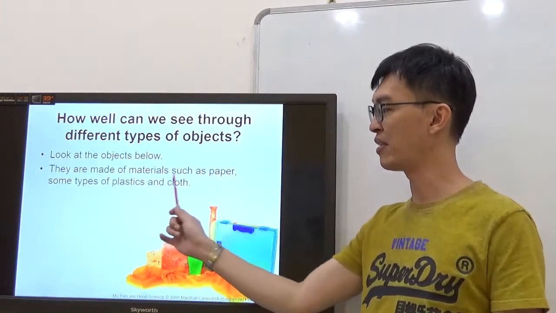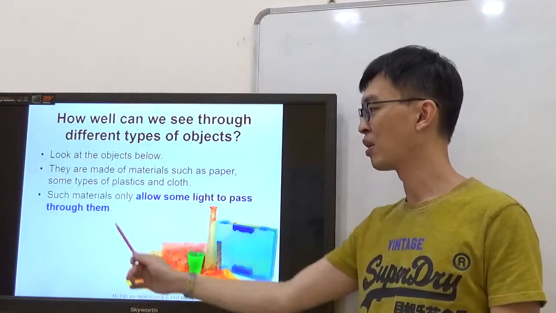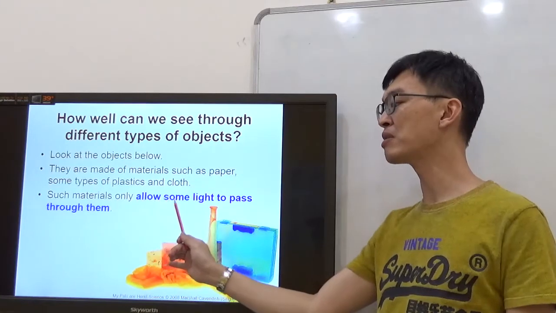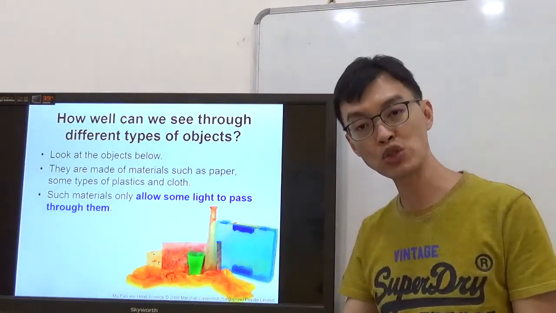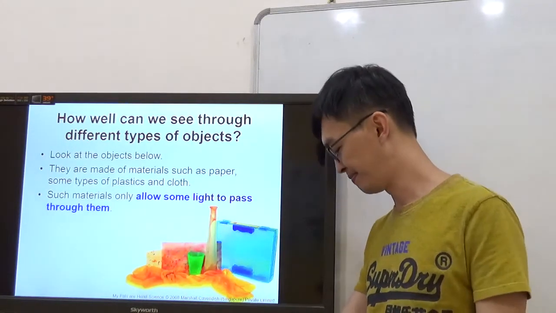They are made of materials such as paper, some type of plastic, and cloth. We say that such materials only allow some light to pass through them. Now, if only some light could pass through them, we say they are translucent materials.